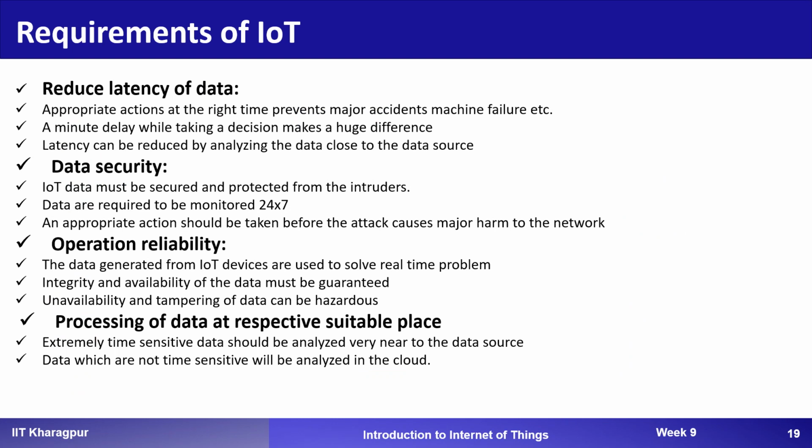The next one is operation reliability. The data generated from IoT devices is used to solve real-time problems. Integrity and availability of data must be guaranteed, because unavailability and tampering of data can be hazardous. Processing of data at respective suitable places is required. Extremely time sensitive data should be analyzed very near to the data source. Data which are not time sensitive will be analyzed in the cloud.